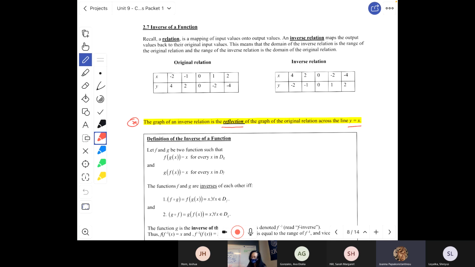Now, we also talked about relations versus functions. So if you remember, a relation is a mapping of input values to output values. It is a rule. Some very special relations are functions. So not all relations are functions, but all functions are relations.